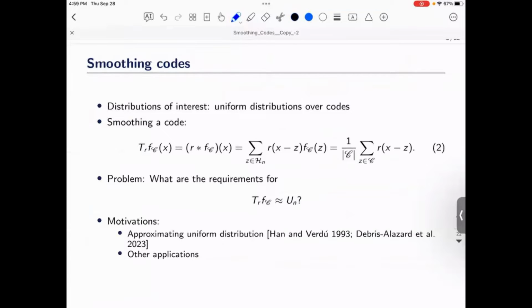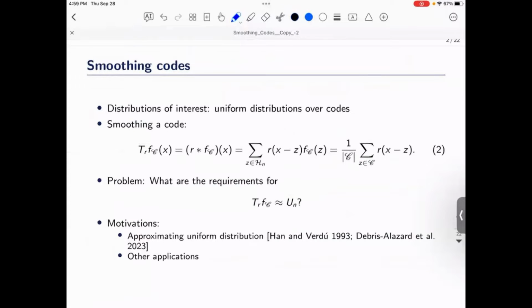As coding theorists, our interest is to understand smoothing of codes, or smoothing over the uniform distributions of codes. We had a general F earlier, and I'm now considering distributions of this form. Here, this is the indicator of the code, and it is normalized, so you have the uniform distribution over the code. Now, the question we have is: when is this smooth distribution approximately equal to the uniform distribution? That is what this talk is about.